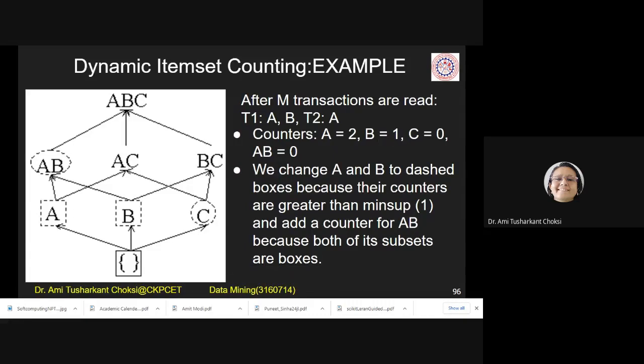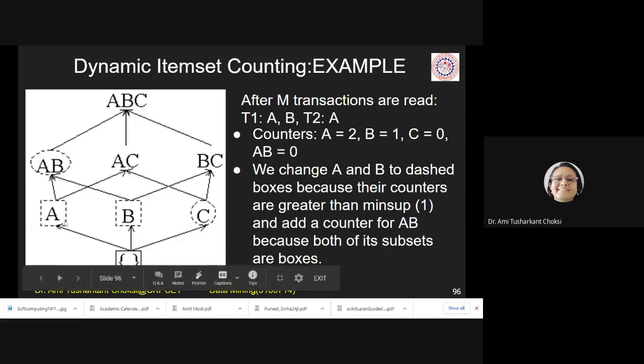What minimum support count have we calculated? That is equal to 1, right? So A is crossing, B is also crossing. If not crossing, it is equal, so the condition is fulfilled, right? So for them, we are putting dashed boxes, and for C, which is equal to 0, we are keeping it as it is.